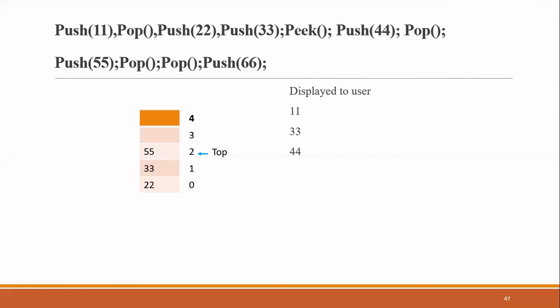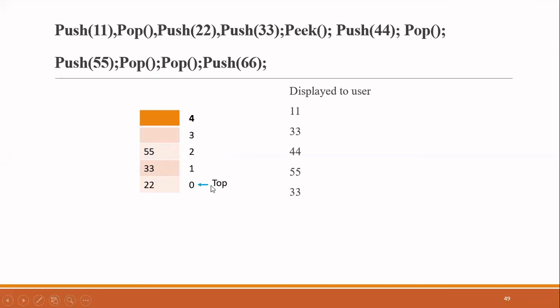Then pop. So in case of pop, we are going to take the element from the top of the stack and return to the user. So 55 should be displayed here. Then decrement the top by 1. Top is now pointing to 1. Then one more pop. Again, return 33 to the user and decrement the top. So 33 is displayed here. Top is now 0.